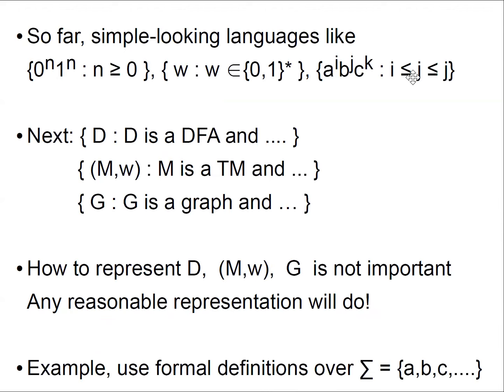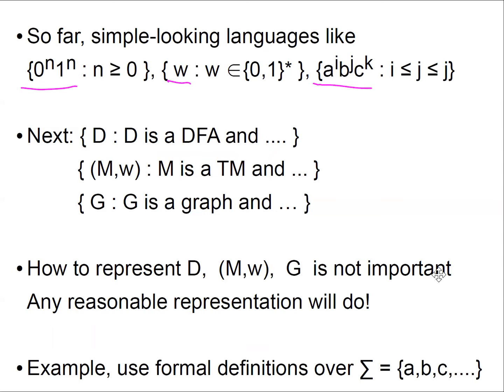And the last leap that we're going to make is going to make things easier. So far we've been working with simple languages like 0 to the n, 1 to the n, strings of w, a to the i, b to the j, c to the k. This stuff is kind of boring, right? It's useful for many things, but it doesn't look very powerful. So next, we actually are going to consider much more powerful languages.